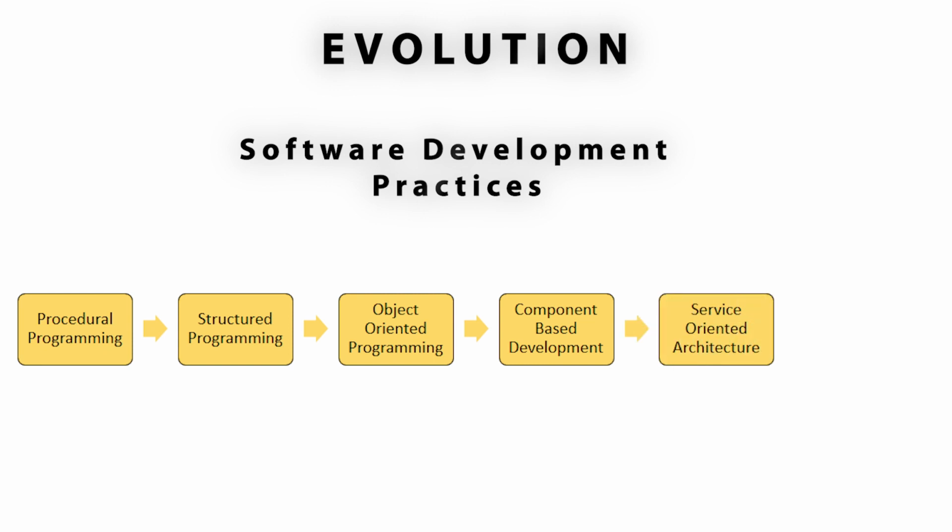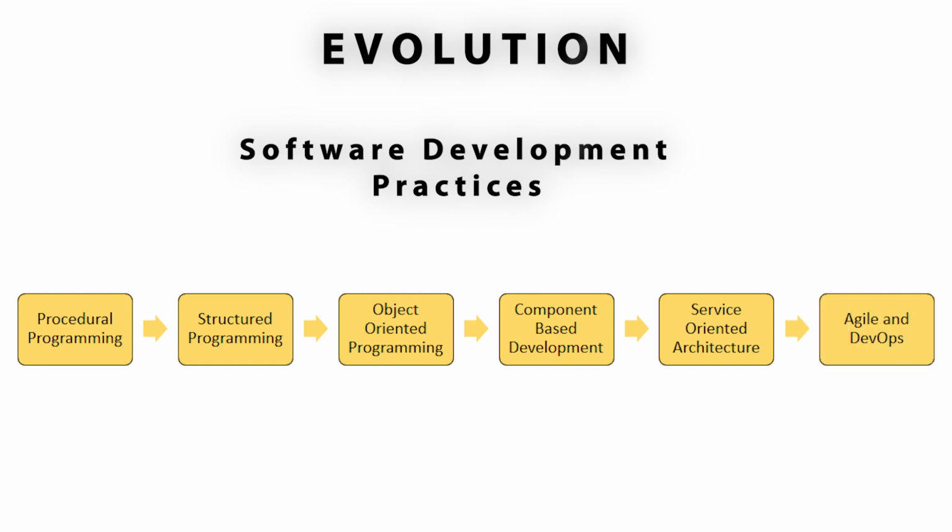Service-oriented architecture (SOA) emphasizes the use of loosely coupled services that communicate with each other over a network. Services encapsulate specific functionalities and can be combined to create complex applications. This approach promotes interoperability, scalability, and flexibility. Web services and frameworks like SOAP and REST enable the implementation of the service-oriented architecture.